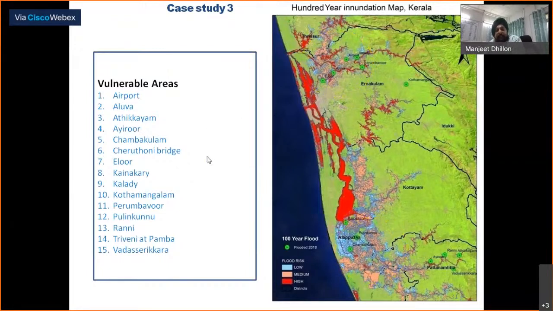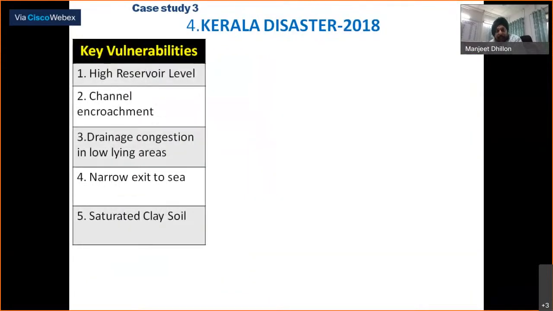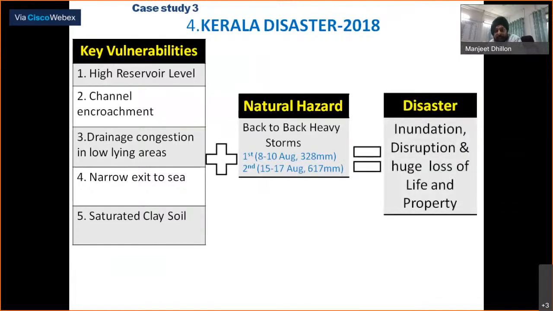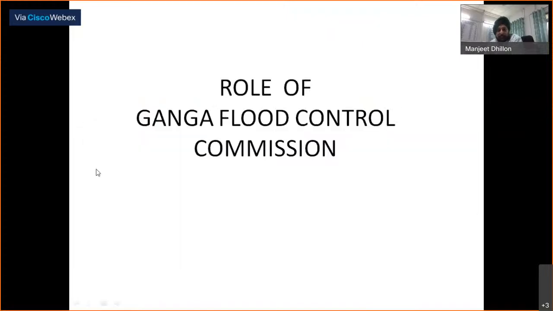And what I believe is that we in CWC are doing this analysis, but this needs to be systematized. What I feel is there should be systematic risk evaluation based on the processes and methodologies which exist for disaster management and flood risk management. We might be doing it implicitly, yes, but it has to be systematic. So these are the key vulnerabilities and the natural hazard and disaster which took place. I will rush through my remaining presentation.